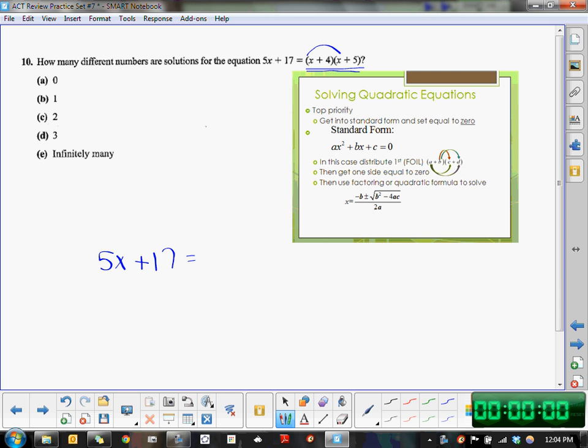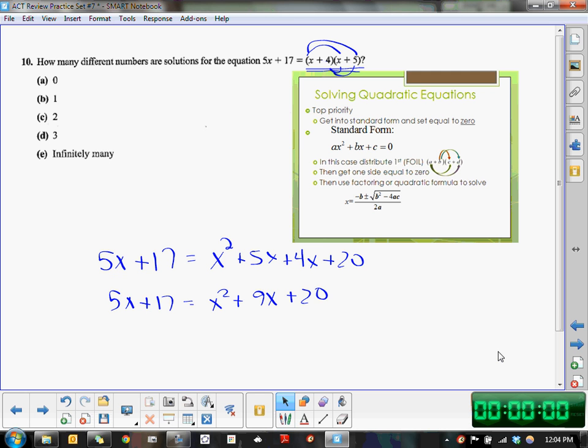So we got x times x, which is x squared. And on the outside we got 5x. On the inside we have 4x. And the last we have 20. So we're using our double distributive property. So we're going to collect our like terms: x squared plus 9x plus 20.